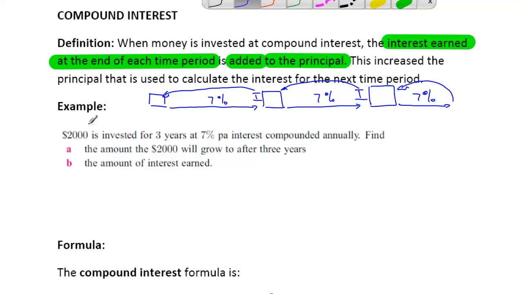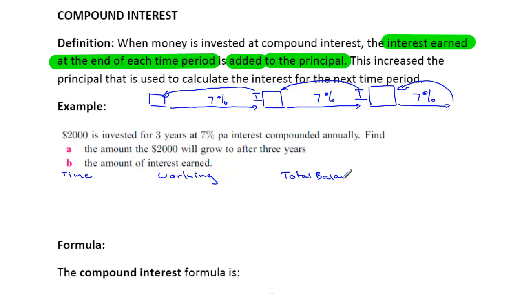All right, I thought also to illustrate this just once without the formula, this is what we're going to do. We've got $2,000 invested for 3 years at 7% interest compounded annually. It says find the amount the $2,000 will grow to and the amount of interest earned. So we're going to set up a few headings here: a heading for time, an area for working, the total balance, and over here the interest at the end of the year.